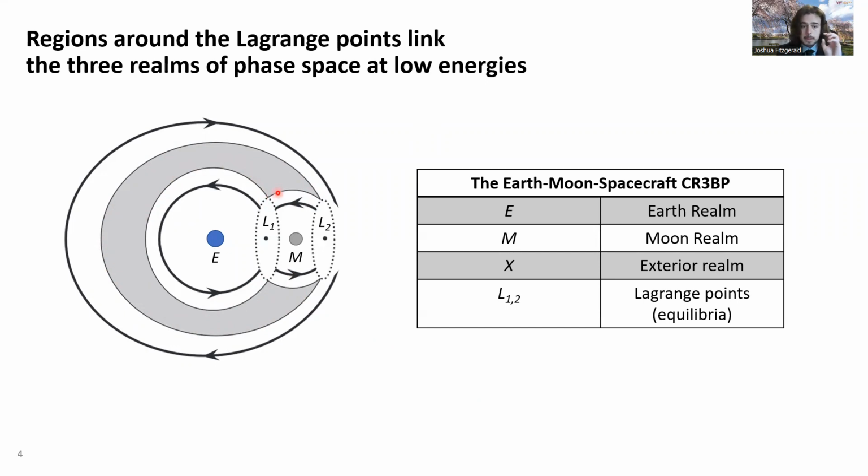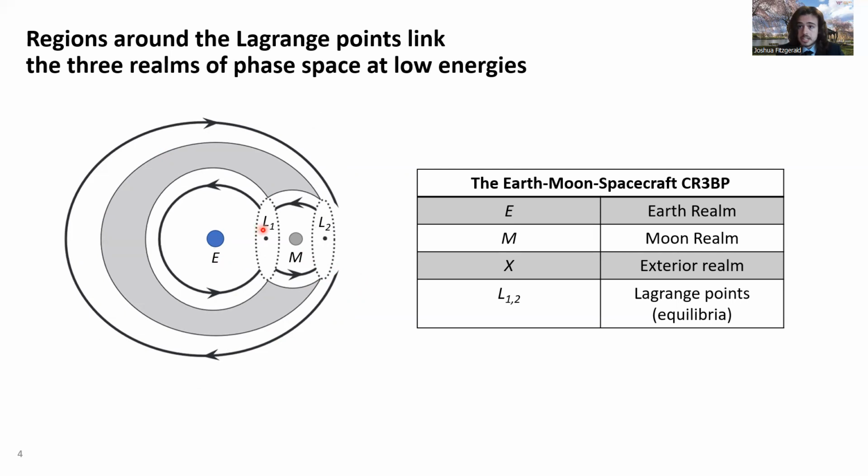And so the equilibrium points, L1 and L2, are the only gateways between the three realms that result, the three distinct regions that are separated by this structure that we can't pass through. And so the three realms are the Earth realm, or the M1 realm more generally, the Moon realm, or the M2 realm more generally, and the exterior realm, which lies outside here.